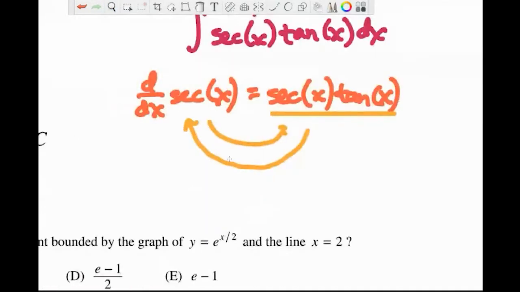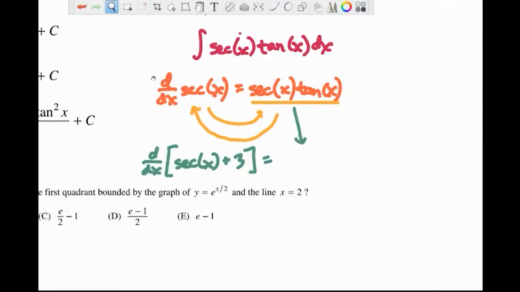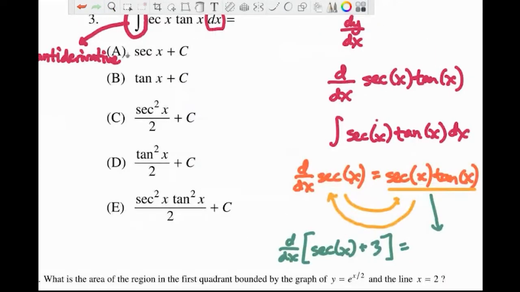The reason for that is, let me rewrite it really quick. Say I did the derivative of secant x, but I added a constant to it. Let's just say I added 3. You are still going to get the same answer because the derivative of 3 is 0. So if you look at the answers over here, you'll notice it says secant x plus c.